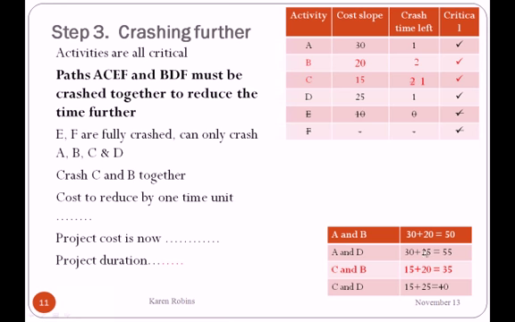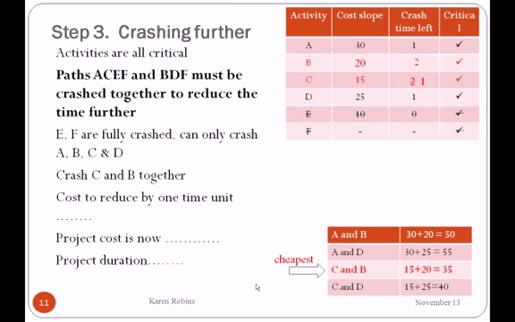So looking at the cost slope, we could have done A and B, A and D, C and B, C and D, and those are the only combinations possible because E and F are fully crashed. If you look at the costs for those added together, A plus B, A is 30, B is 20, we get 50. A is 30, D is 25, gives us 55. C is 15, B is 20, gives us 35. C and D together give us 40. So we can see that activity C is our cheapest one. So we need to crash activity C.